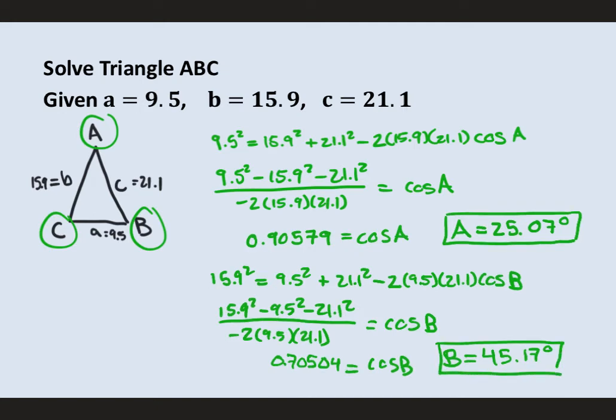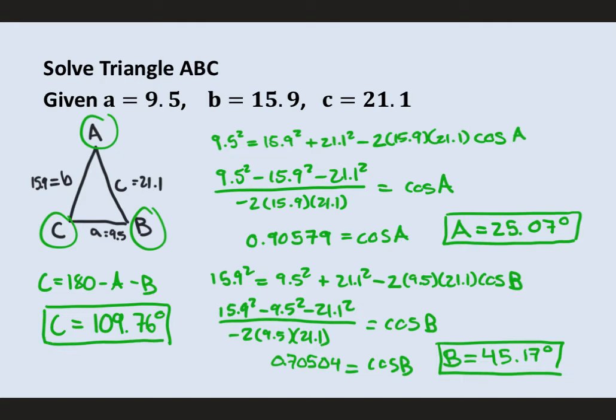All right, I got one last thing to find. To find that one last thing, all I got to do is triangle sum. So I say angle C equals 180 minus A minus B. So I get angle C equals 109.76 degrees. All right, so this time when we had a side-side-side triangle, we ended up doing the law of cosines twice to get two of the angles, and then our third angle was much easier because we can do triangle sum to get that. All right, let's keep going.